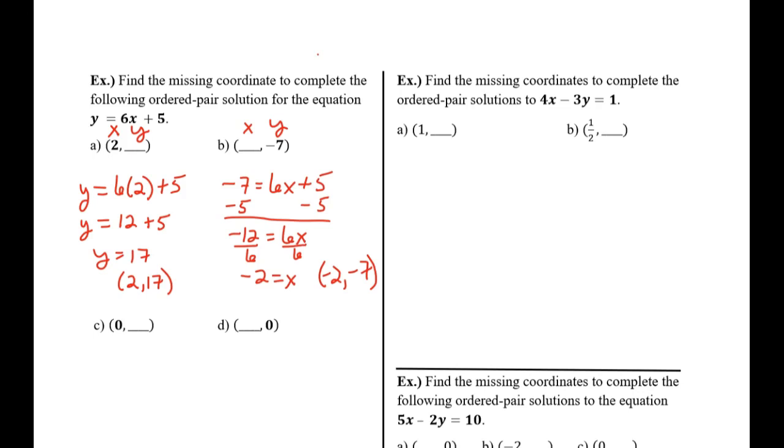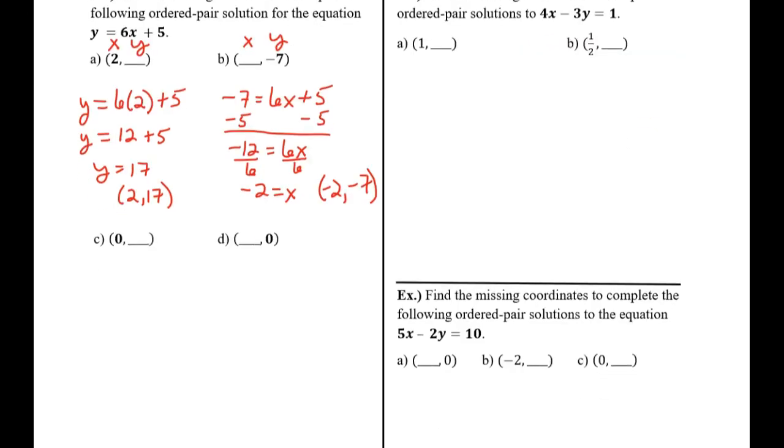Same thing with this next example, problem C, only now I'm replacing x with 0. 0 is a nice number to work with because anything times 0 is 0. So 6 times 0 is just 0, so y must be 5. The ordered pair ends up being 0, 5. Remember, your ordered pairs always go x, y.